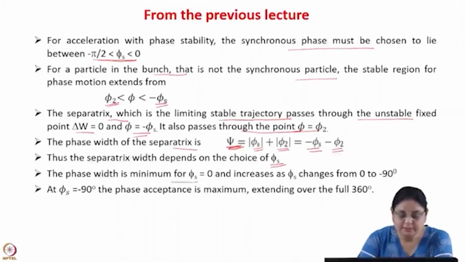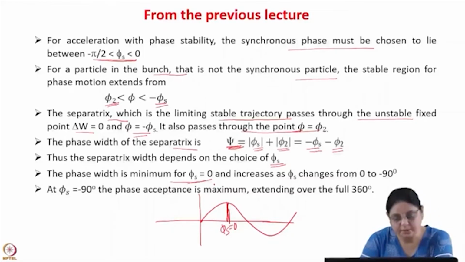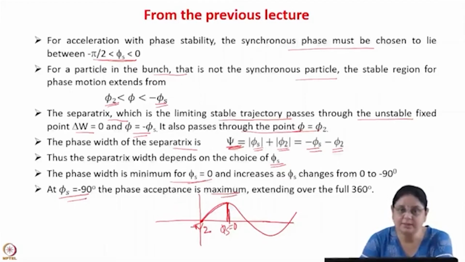The phase width is minimum for phi s equal to 0. So if we choose the synchronous phase to lie at the crest of the wave, that is phi s equal to 0, then the phase width is minimum, and it increases as you choose the synchronous phase from 0 to minus pi by 2. At minus pi by 2, or minus 90 degrees, the phase acceptance is maximum, extending over the full 360 degree phase.